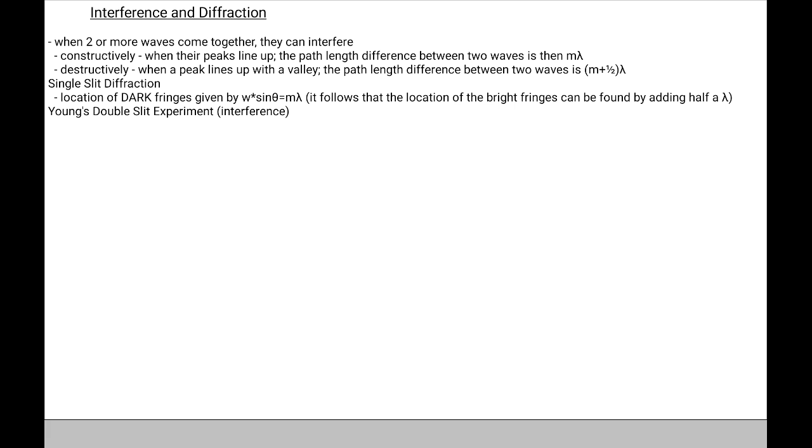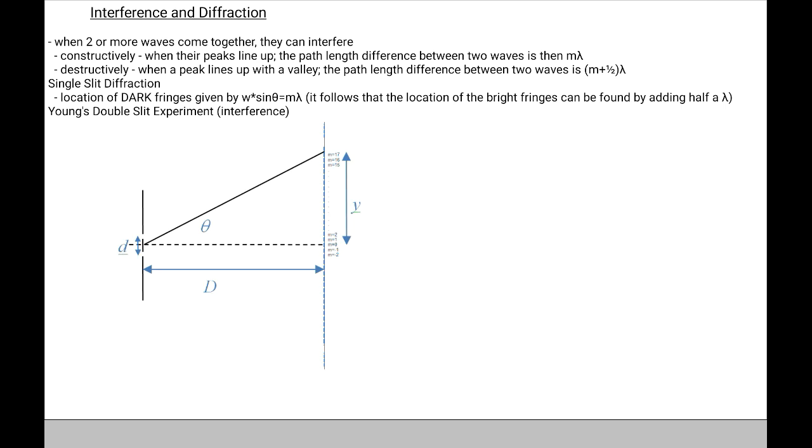Now Young's double slit experiment has to do with the interference between the two diffraction patterns from each individual slit. So it looks like this. Now I have two different slits, no longer just one. I have a screen over here, and what happens is that we get a diffraction pattern.